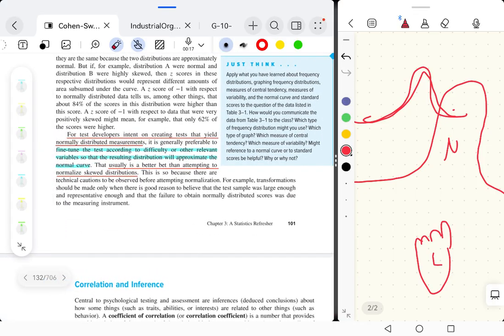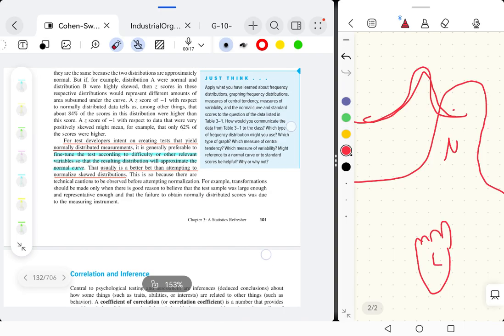Now, for test developers intent on creating tests that yield normally distributed measurements, it is generally preferable to fine-tune the test according to difficulty or other relevant variables so that the resulting distribution will approximate the normal curve. That usually is a better bet than attempting to normalize skewed distributions.